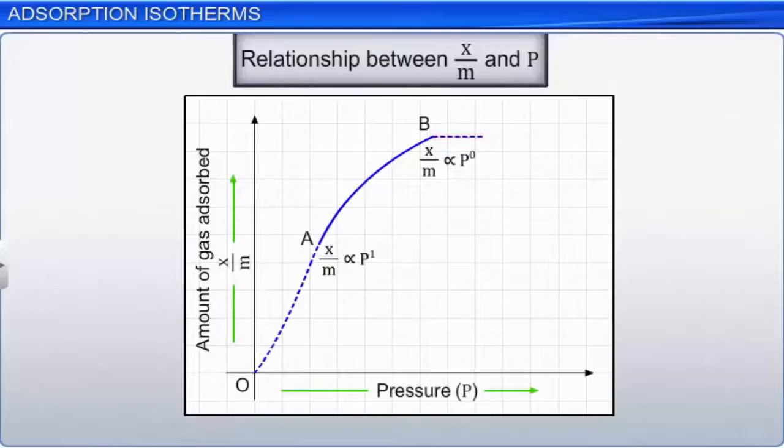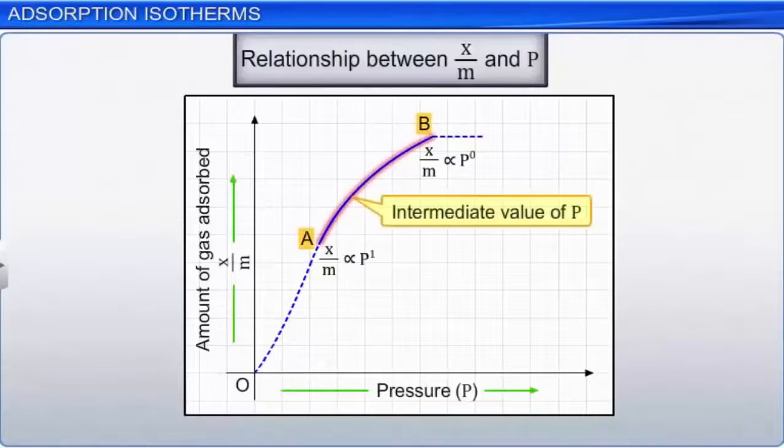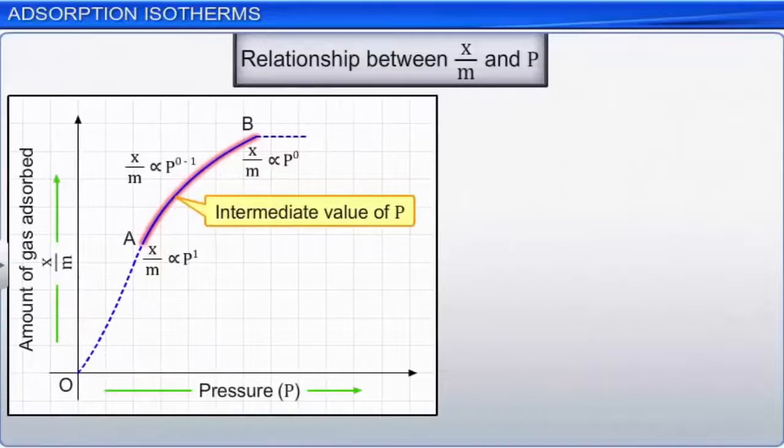Let's now look at part AB of the curve. For this part of the curve, x/m lies between P^0 and P^1. In other words, in the intermediate range of pressure, x/m depends upon P raised to the power of 1/n, where n is a positive integer.